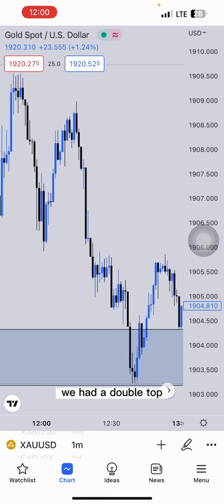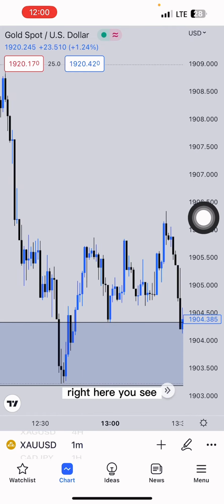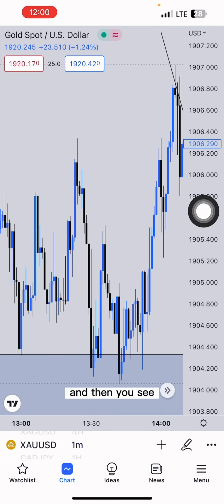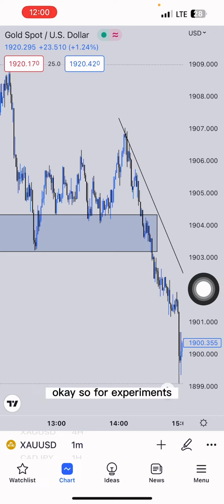You can even see we had a double top right up here. See, double top, so meaning you have a neckline right here. You see price breaks the neckline, reaches the neckline, and then you see price shoots down. You can see price shoots down, guys. So forex patterns work on smaller time frames, but again, I don't really trust smaller time frames since we have too much noise there.